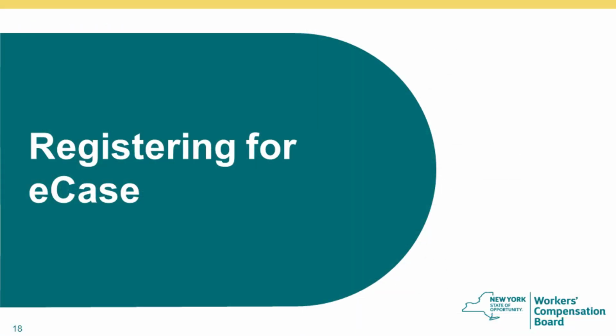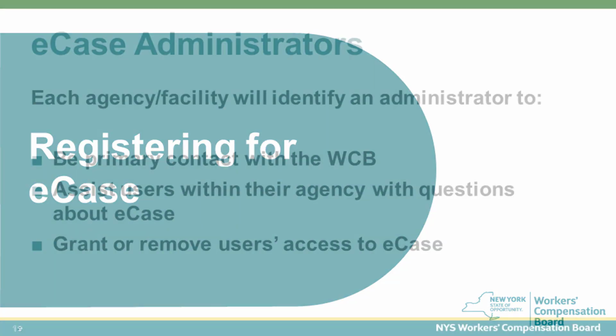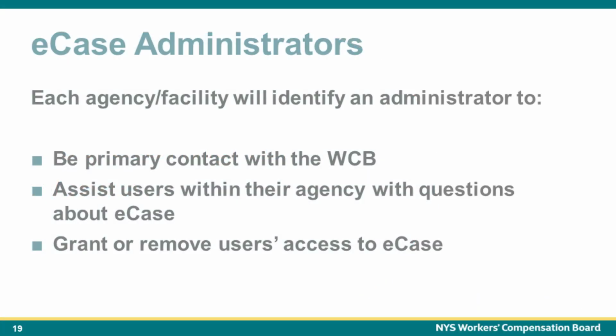To become an authorized user of eCase, proposed administrators must register. This is a simple process that can be done through the board's website. Whoever is identified as the administrator will register first and then grant access to other authorized users. Each agency and facility will identify an administrator to be the primary contact with the board, assist users within their agency with questions about eCase, and grant or remove users' access to eCase. Specific instructions for administrators can be found by visiting wcb.ny.gov, selecting the eCase icon on the right-hand side of the screen, and selecting Using eCase.